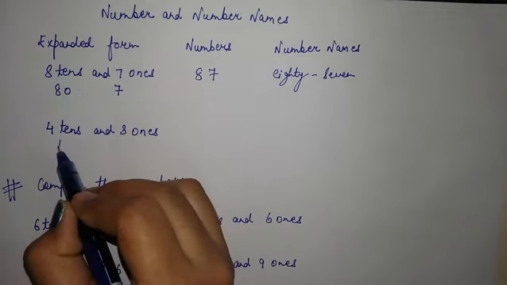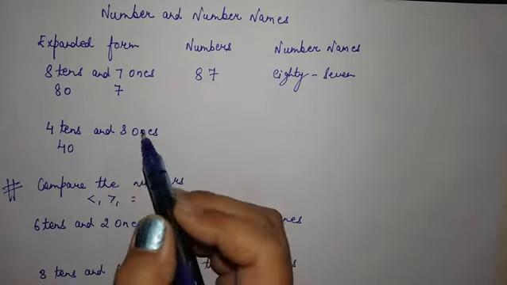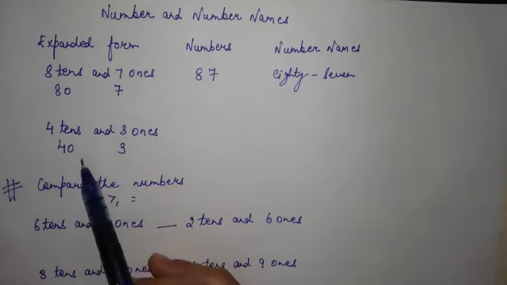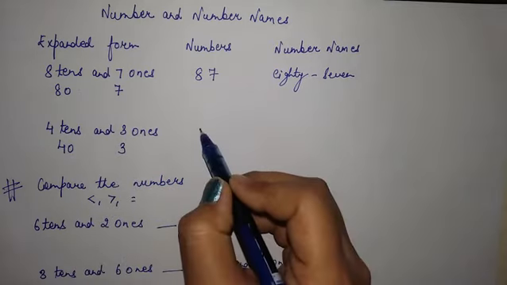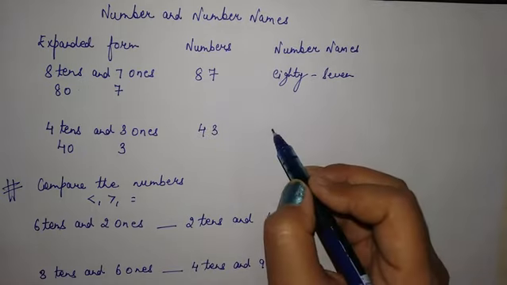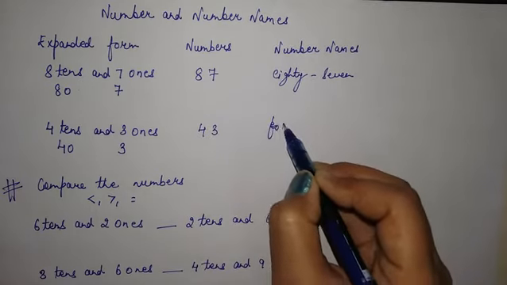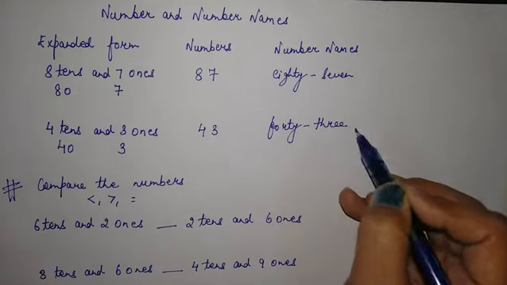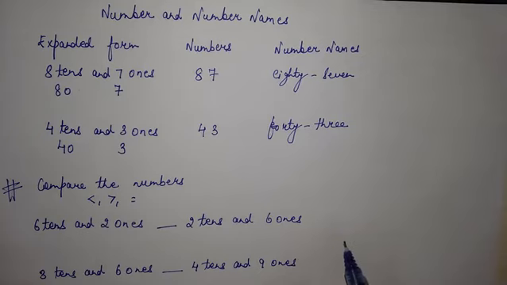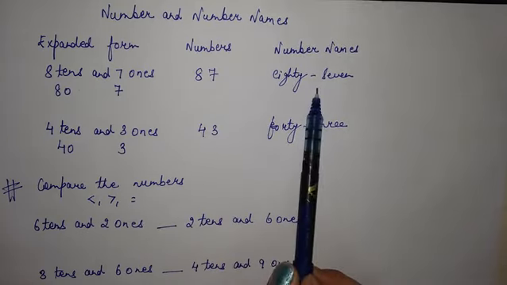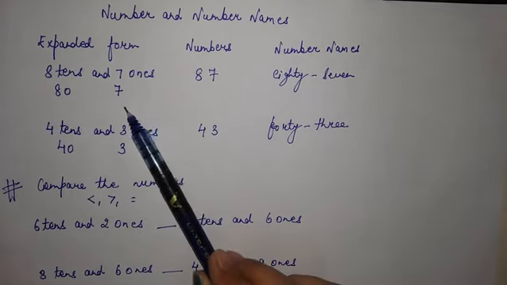In the same way, 4 tens and 3 ones. 4 tens means 40 and 3 ones means 3. So that means the number is 40 and 3, 43. So here number is 43 and number name is FORTY 40 THREE 3.